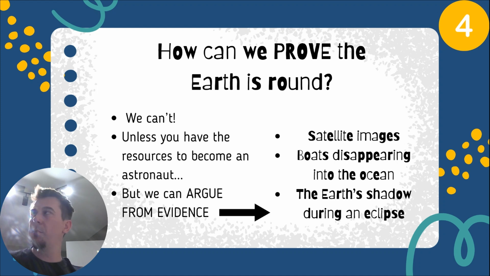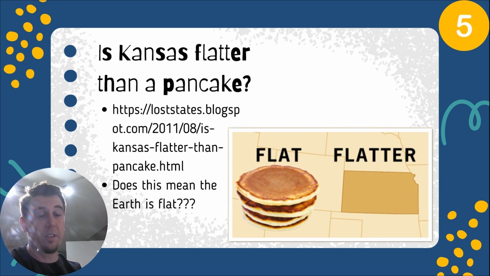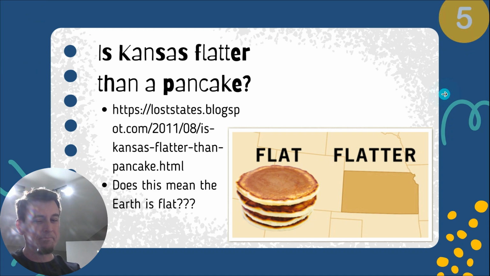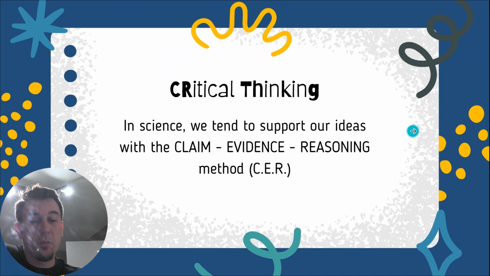So, satellite images, boats disappearing into the horizon, the Earth's shadow during an eclipse. These are evidence against that idea. It turns out that statistically, Kansas is flatter than a pancake. Does that mean the Earth is flat, though? So this is why we need critical thinking. And in science, we tend to support our ideas using claim, evidence, reasoning, or CERs.